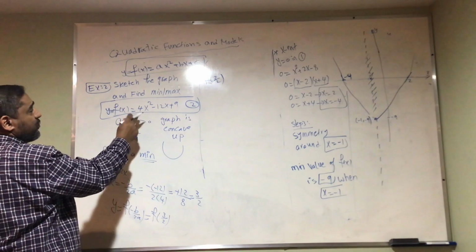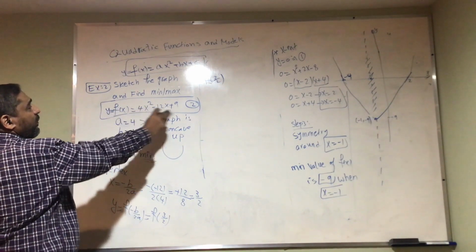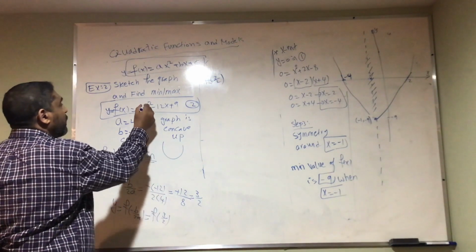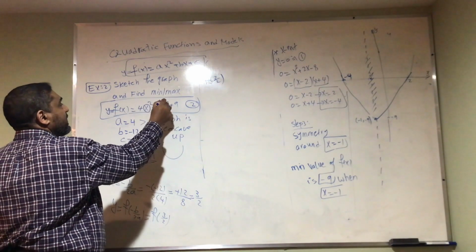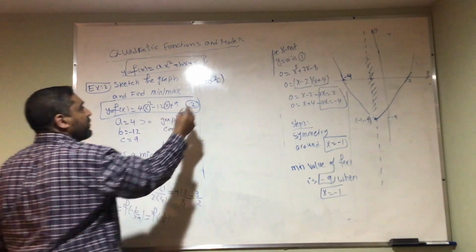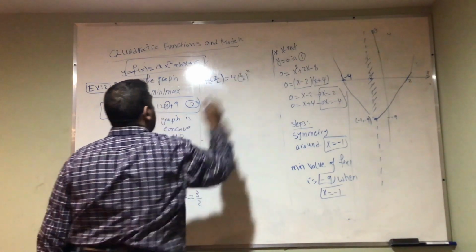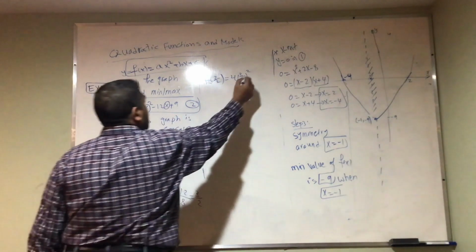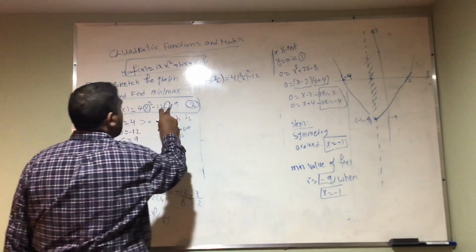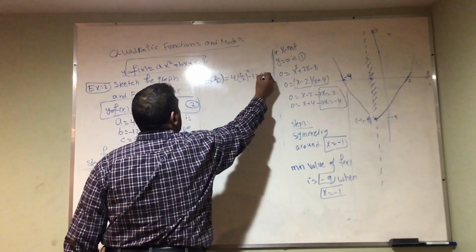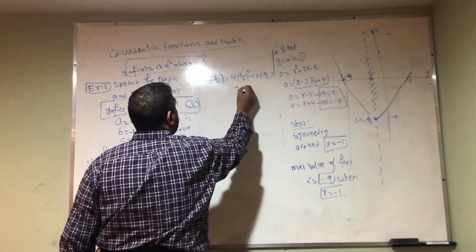And it's equation 2. So y equals f of x equals this one. Now I have to replace x everywhere by 3 over 2. So what do you have? You have 4 times (3 over 2) squared, minus 12 multiplied by x, which is 3 over 2, plus 9.